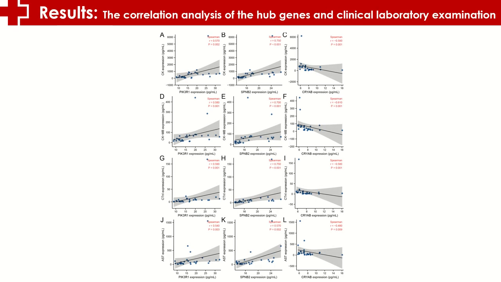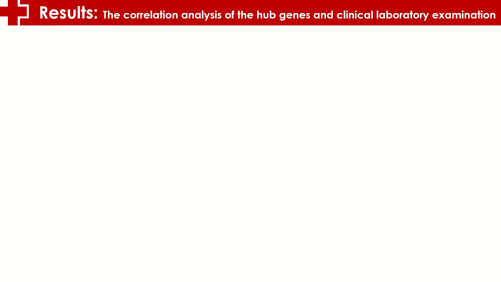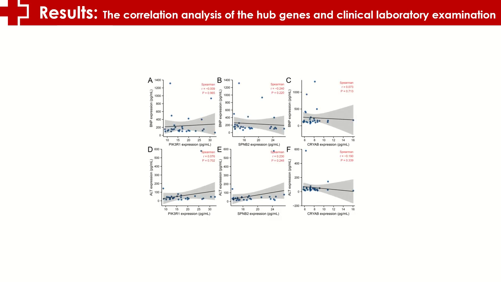And we also did the correlation analysis between the parameters and the 3 hub gene expressions. We found that CK, CKMB, CTnI, and AST are positively correlated to the PIK3R1 and SPNB2 expression, and negatively correlated to the CRYAB expression. And there's no significant difference between BNP and ALT and the 3 hub genes.